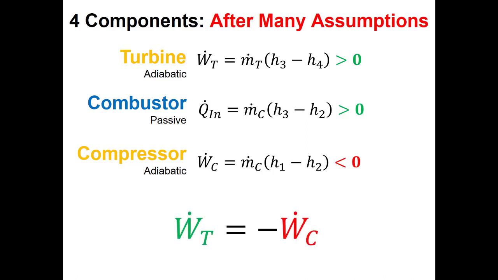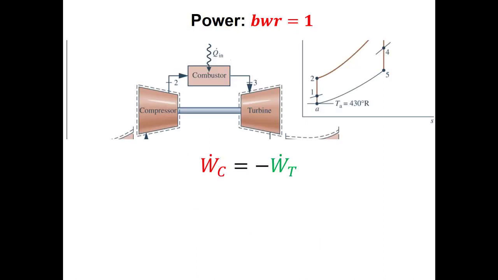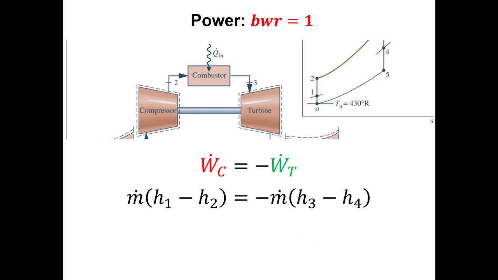Again, I might not be given enough information to solve all the states here. So I'll have to use this extra piece of information that the backwork ratio here is equal to 1, or that the turbine power and the compressor power have the same magnitude. So if my backwork ratio is 1, what that means is that m dot times h1 minus h2 is equal to negative m dot times h3 minus h4. Notice that I dropped the subscripts on the mass flow rates here because I'm assuming we're at steady state with one inlet and one outlet in all of these components.